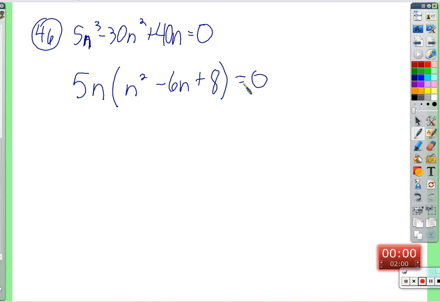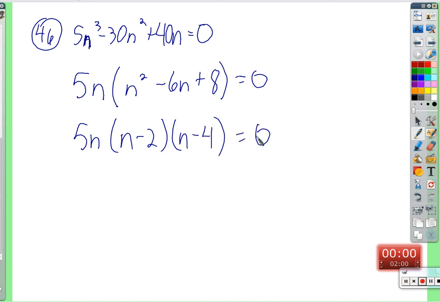Now you can factor that too. This is a quadratic, it's factorable. 5n first, and then n minus 2, and then n minus 4.